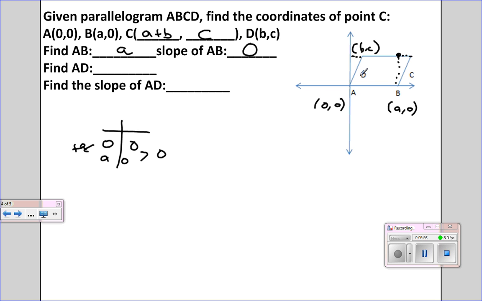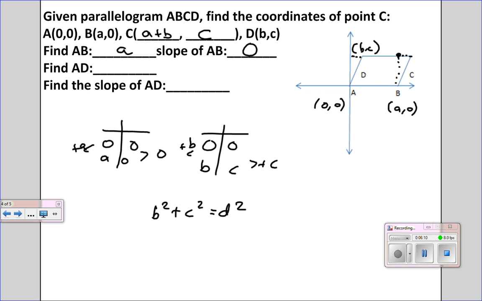Now let's find AD. So AD is going to be from 0, 0 to B, C. That's over B, up C. So delta x squared is b squared plus delta y squared equals d squared. We can't combine those, so we just square root both sides. And we get that the distance is the square root of b squared plus c squared. Notice we cannot break that down anymore. This is the final answer for AD as a distance. Don't say b plus c. It's the square root of b squared plus c squared.